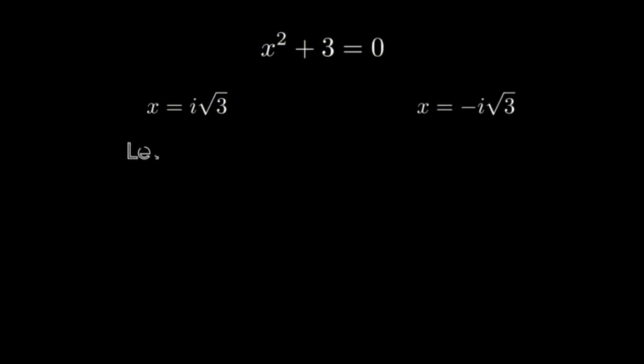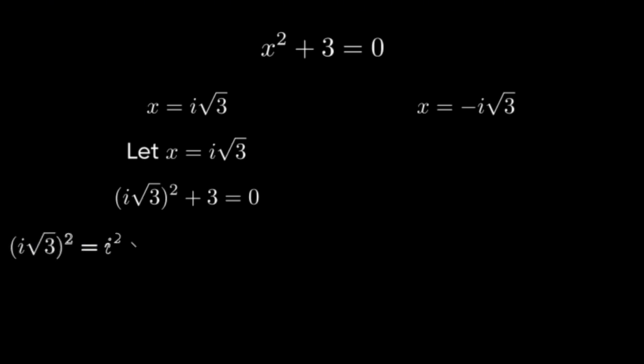To verify that i root 3 is a solution, we'll substitute it into our original equation. Remember, we need to show that when we plug this value in, the equation becomes true. Now we need to evaluate the square of i root 3. Using the properties of exponents, we can separate this as i squared times root 3 squared. Since i squared equals negative 1 and root 3 squared equals 3, this gives us negative 1 times 3, which equals negative 3.